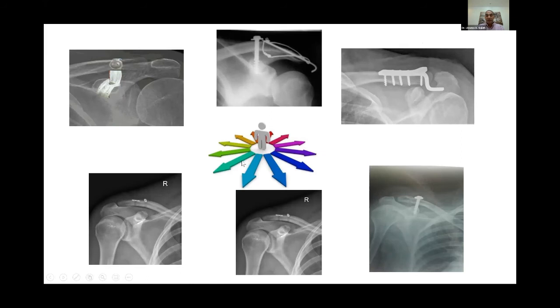If you look at the literature and see how many techniques are described to manage the acute AC joint, you will find literally more than 100 described techniques. That means there is no one specific technique which is marvelous and that all people have a consensus on. But to be honest, there are certain techniques you shouldn't do and shouldn't try, although they've been described in the literature, like this one, this screw.